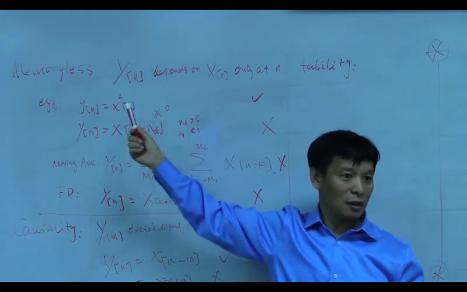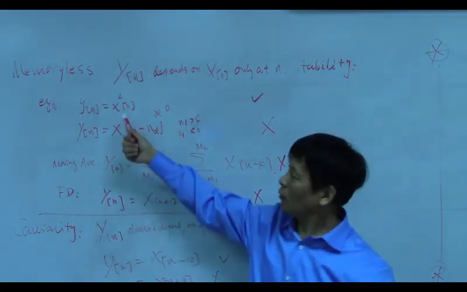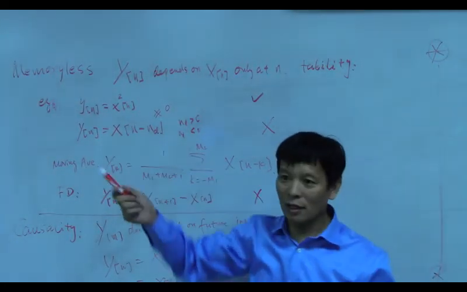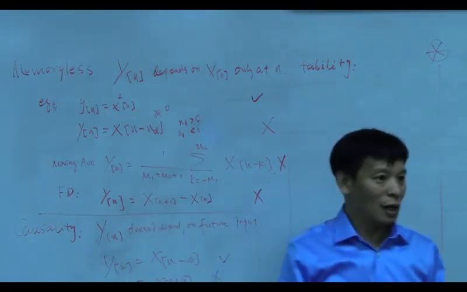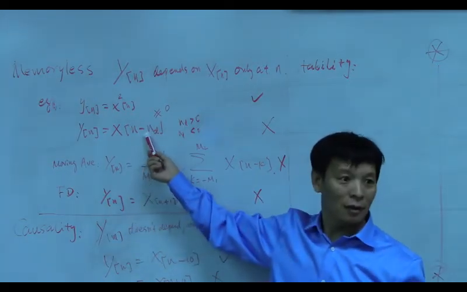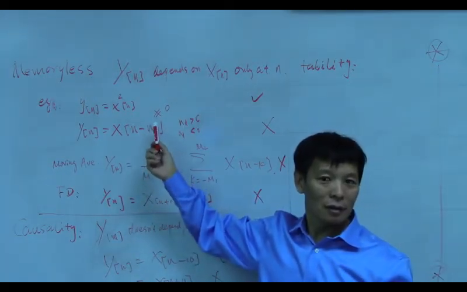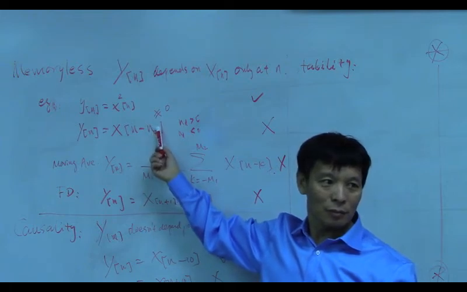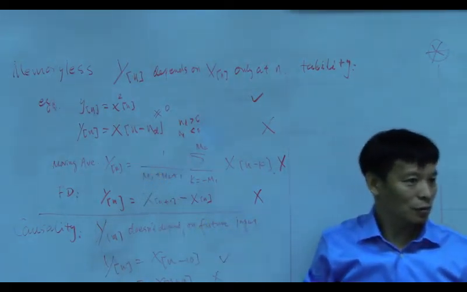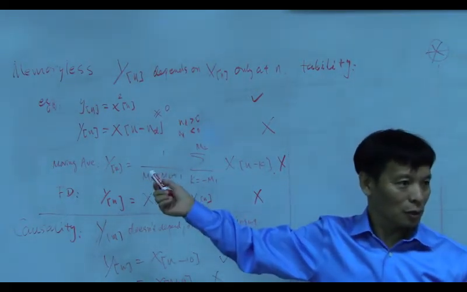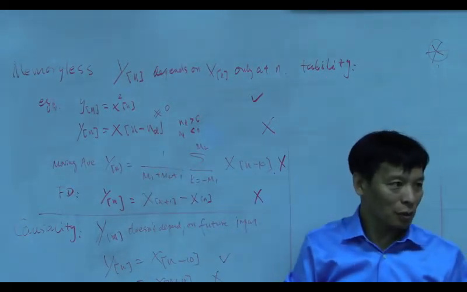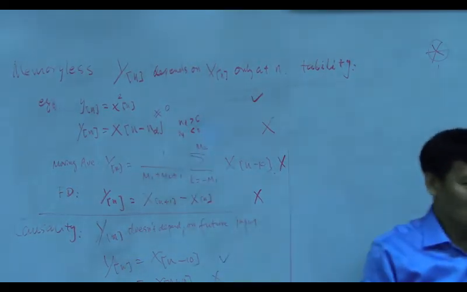Yes, right? If x[n] is less than a, then y[n] is definitely less than a squared. For example, if x[n] is less than 1 million, then y will be less than 1 trillion. So that is a stable system. How about this one? Is this a stable system? We only change the time, we do not change the amplitude. So if your input is bounded, then your output is also bounded. We only change the time, or in other words, we only change the phase. We do not change the amplitude. So this one is a stable system.